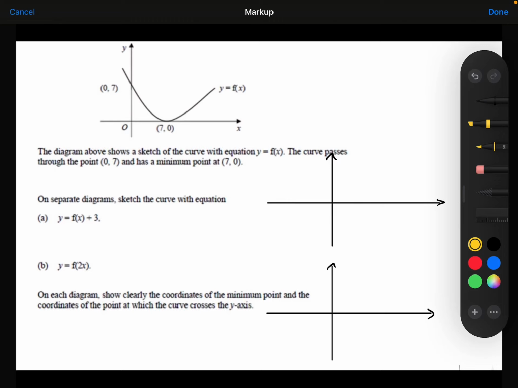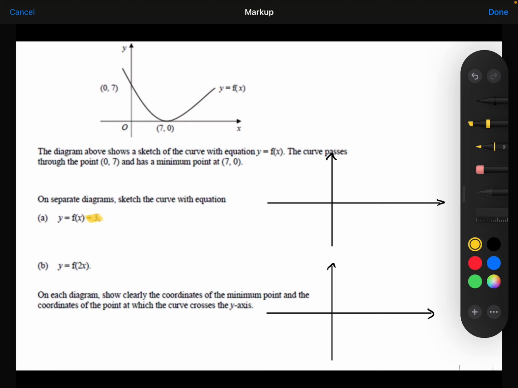The diagram above shows a sketch of the curve with the equation y equals f of x. The curve passes through the point (0, 7) and has a minimum at (7, 0). On separate diagrams, sketch the curve with the equation a, y equals f of x plus 3.